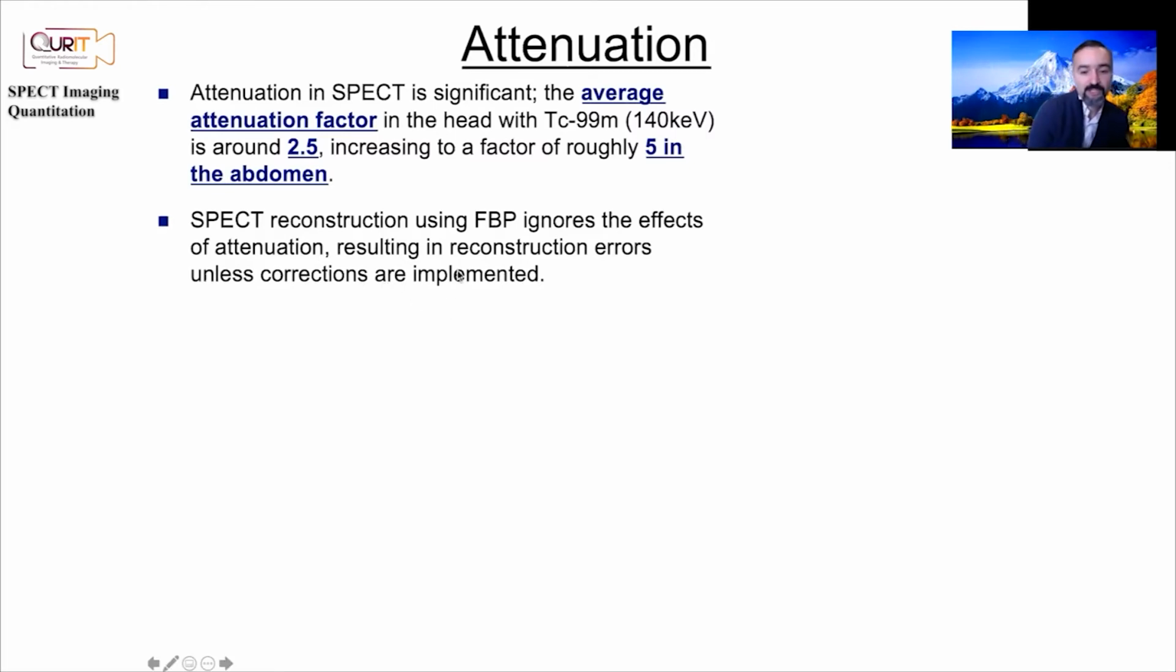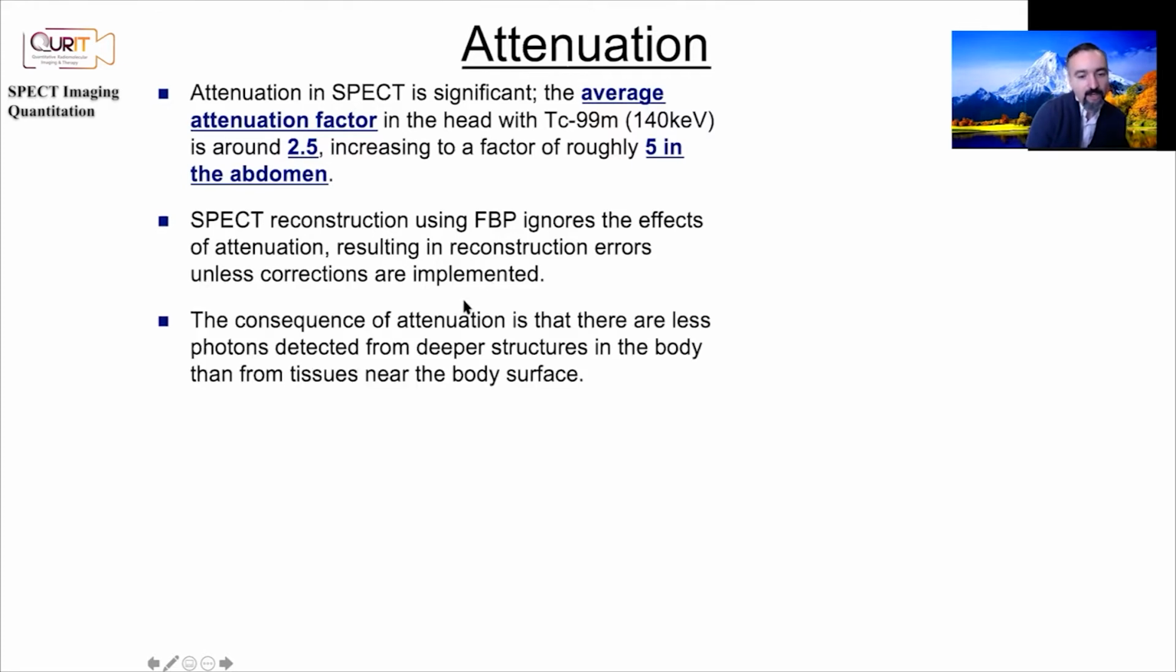So SPECT reconstruction using filtered back projection sort of ignores the effect of attenuation. You could come up with fancy ways of dealing with it, but it's really in statistical iterative reconstruction that this problem has been properly addressed. We're going to show you some examples of ways people have done corrections. They've very commonly been approximation methods. They have not been ideal. But in statistical iterative reconstruction, it's been done really well. But let's just take you through some of that history.